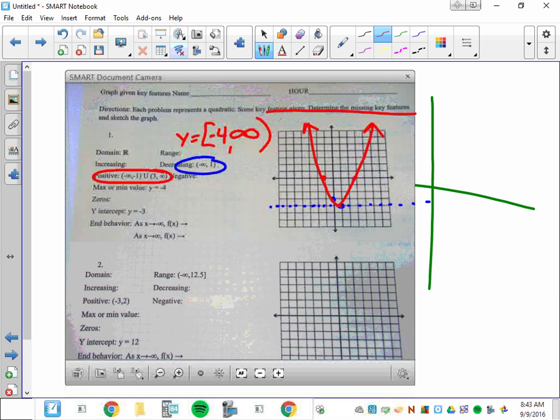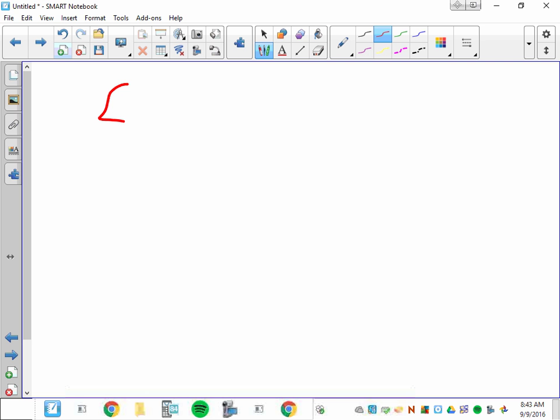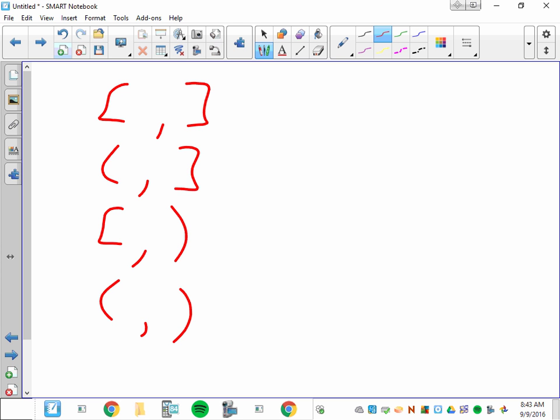So you get everything bigger than -4. Interval notation looks like this. It's either bracket, bracket, or parenthesis, bracket, or bracket, parenthesis, or parenthesis, parenthesis. Those are your 4 choices.